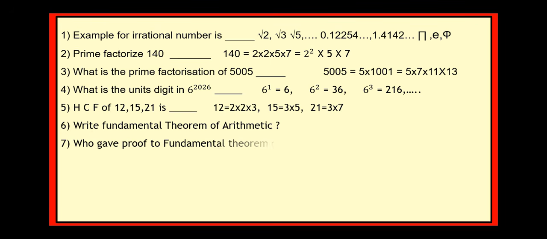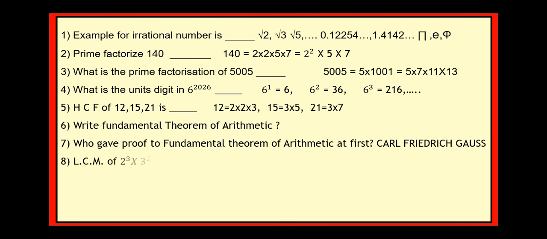Next, question number 7. Who gave proof to the fundamental theorem of arithmetic at first? The mathematician is Carl Friedrich Gauss. Yes, he is known as the Prince of Mathematics. The Prince of Mathematics, Carl Friedrich Gauss, gave the first correct proof to the fundamental theorem of arithmetic. Okay. Next, question number 8.